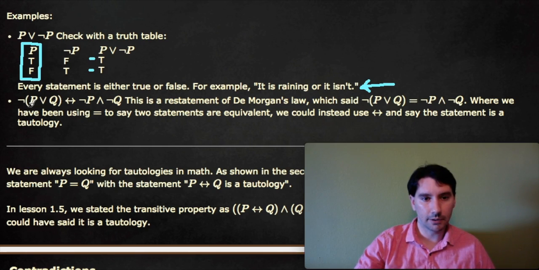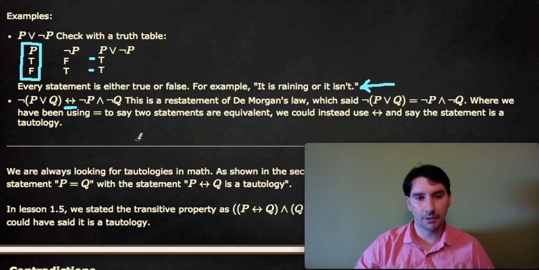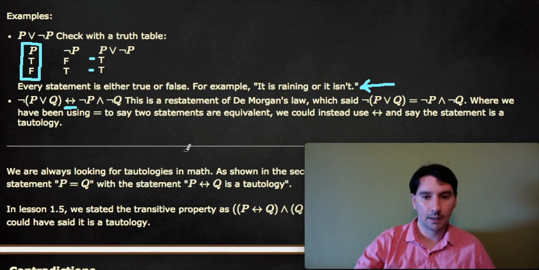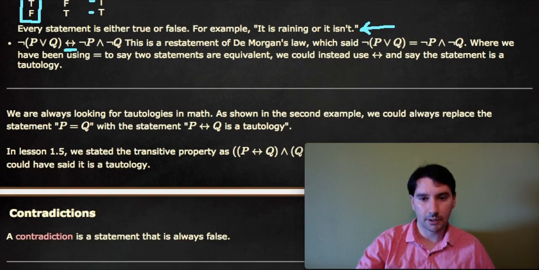Here we take De Morgan's law, not (P or Q), which we know is equal to not P and not Q. But instead of writing an equals in between, we write an if and only if. And whenever we do that, it becomes a tautology because the two statements are logically equal or logically equivalent. So we've been using equals to say that statements have the same value everywhere, but we could also have used if and only if and said that the statements are tautologically true. In other words, they're always true. And we're always looking for things which are tautologically true.